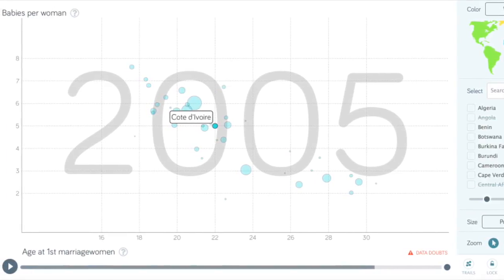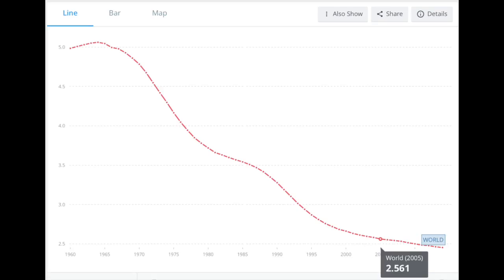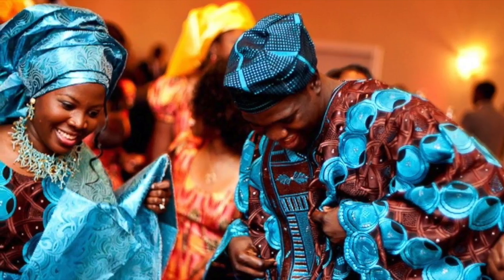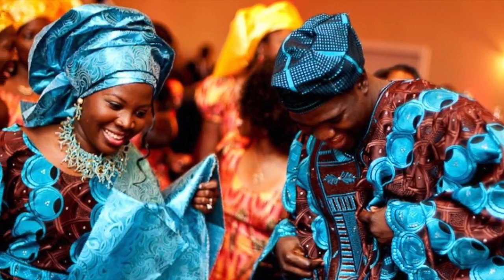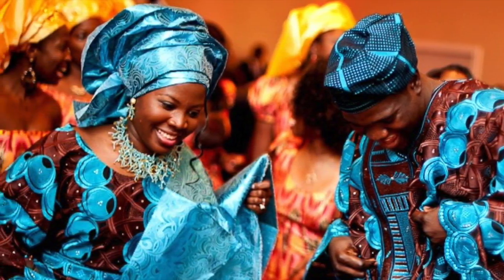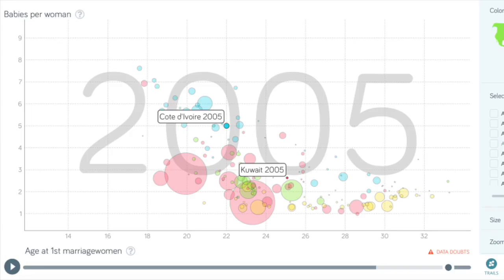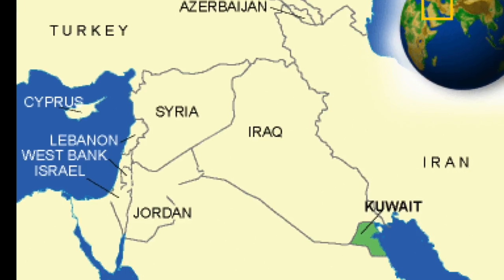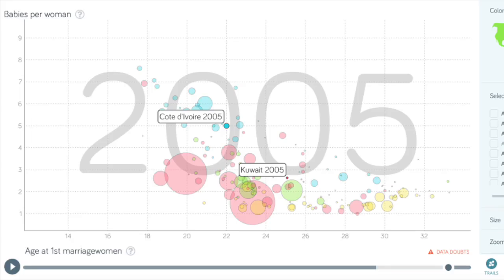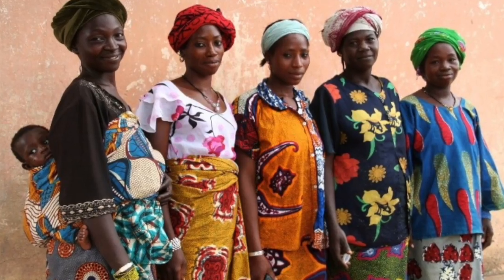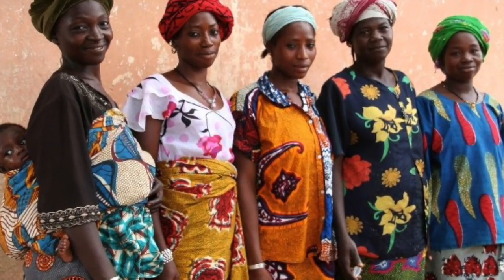When comparing that number to the world average of 2.5 children, we conclude that the average fertility rate for sub-Saharan African countries was double the world average in 2005. The world average for age at first marriage was 25 years old in 2005. The global average for both of these statistics were accurately represented by Kuwait in 2005. The question is, why are sub-Saharan African women marrying young and having more children than the world average?